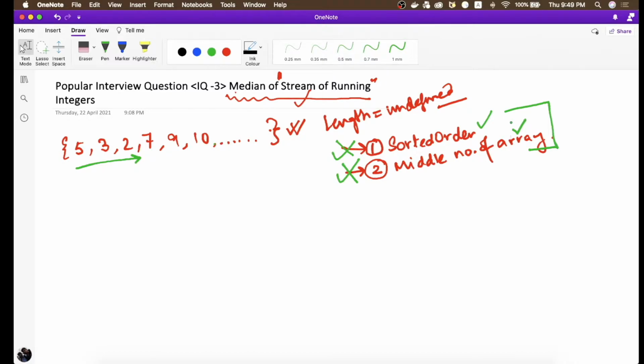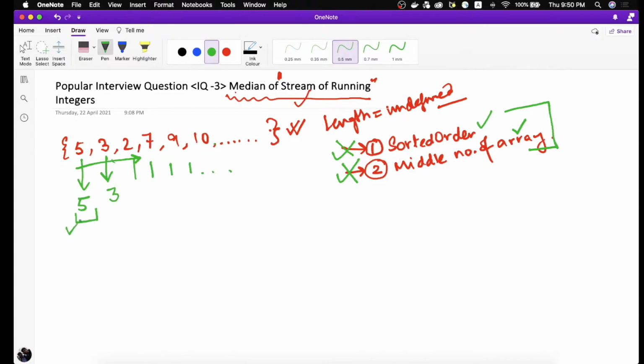One general solution, or the brute force approach, of solving this problem is, for example, we are getting numbers as a stream of integers. At a particular instance, we get the first number, that is 5. And after that, within a fraction of a second, we get our next number, that is 3. In this way, we will keep on receiving one number at a time. So the brute force approach is we will store the number as soon as we receive it from the input, and we will keep it within an array.